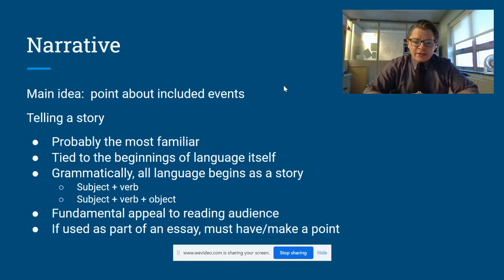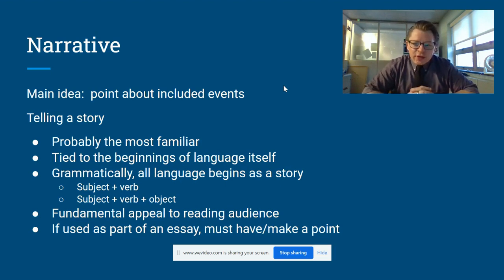Grammatically, all language begins as a story. The language might take the form of subject and verb, in other words, someone does something, or subject, verb, and object, someone does something to someone else. Again, at the very basis, these are the two ways that full ideas are constructed. And what that means for us is that language is all based on very simple narrative. Again, we're talking about something that is done by or to someone.